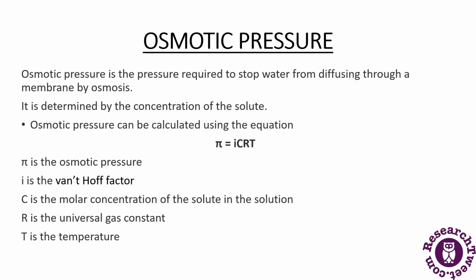Next is, what is osmotic pressure? Osmotic pressure is the pressure that is required to stop water from diffusing through a membrane by osmosis. So here we are talking about a semi-permeable membrane. There is a formula which depicts how osmotic pressure can be calculated. This is pi equals iCRT.